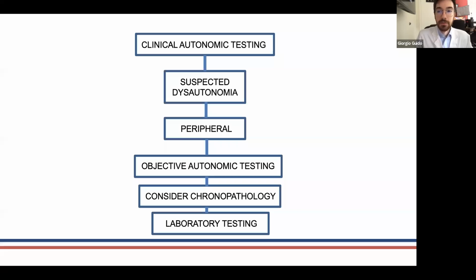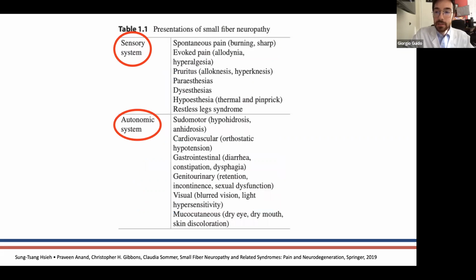In this case, he had dry eyes, and we tested for SSA and SSB. So we have some clues that can help us do a first round of laboratory testing in order to understand what's the etiology of the systemic disease that may underlie small fiber neuropathy.